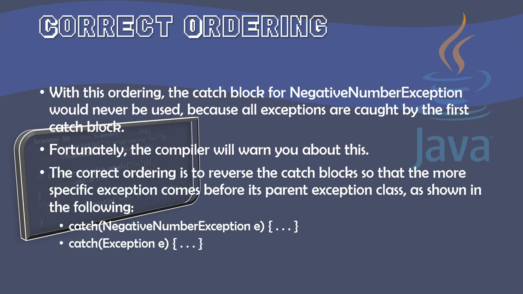So the correct ordering whenever you're dealing with multiple catches is to reverse your catch blocks so the more specific exception comes before its parent exception class, such as the following: catch NegativeNumberException e followed by catch Exception e. Because remember, NegativeNumberException is derived from Exception. And so again, you always want the one that's more specific first, so you can think about which one is the thing you need to catch first, that's going to give you that detail level.